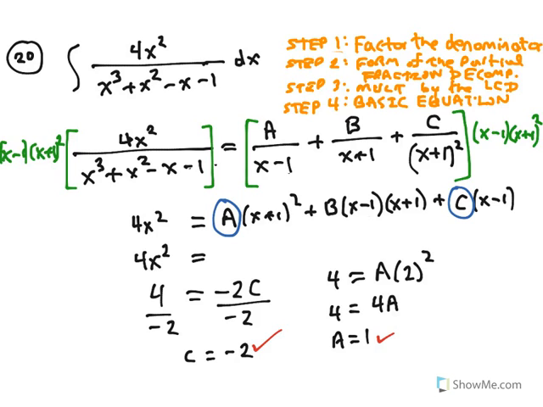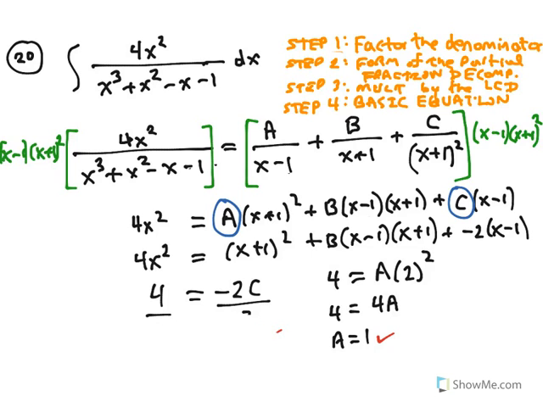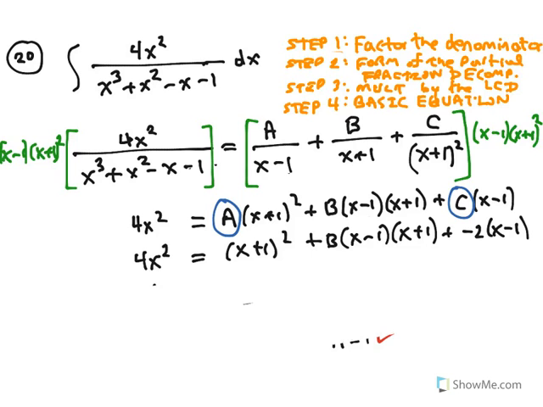So we will have 4x squared is equal to 1 times (x plus 1) squared plus b times (x minus 1) times (x plus 1) plus c, which is negative 2, so you have negative 2 times (x minus 1). So now we have this basic equation with known values for a and c, 1 and negative 2, and we're ready to solve for b by choosing a value of x that we haven't used yet.